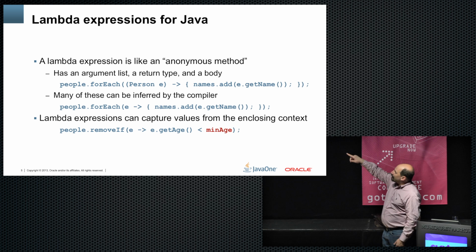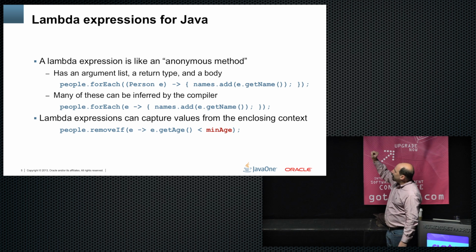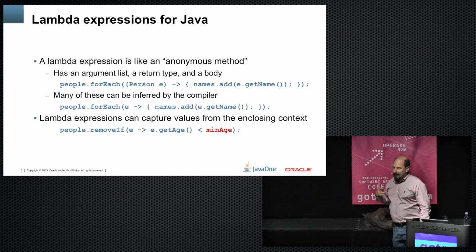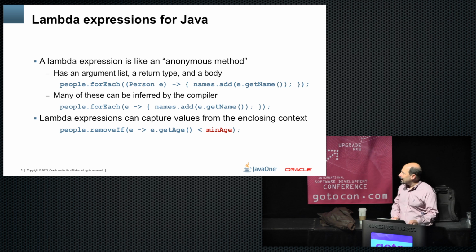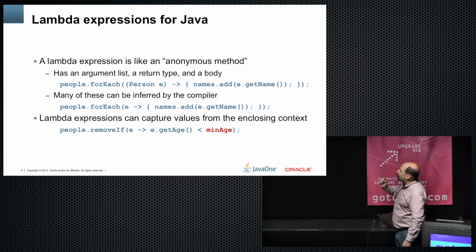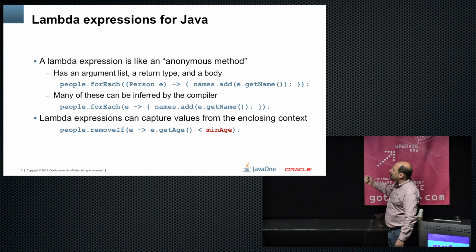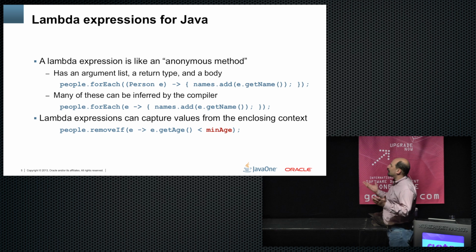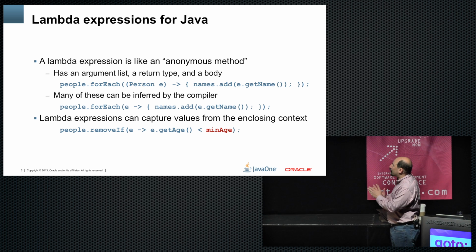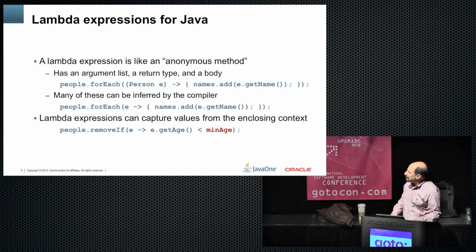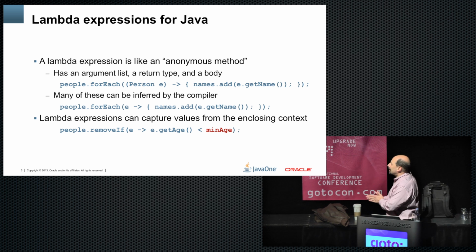In the first one, it takes one argument, a person. The body takes that person, gets their name, and adds it to some list of names. The manifest type on the argument can be left out if the compiler is able to infer it. So in the context of a statement like people.forEach, where you're passing in something that takes a person and returns void, the compiler is able to say, oh, well, I know e is a person because what else could it be? And if the compiler can't infer it for you, you'll get a compile time error message. So it might look a little bit like dynamic typing. It's actually the same static typing Java has always had, just with less boilerplate.